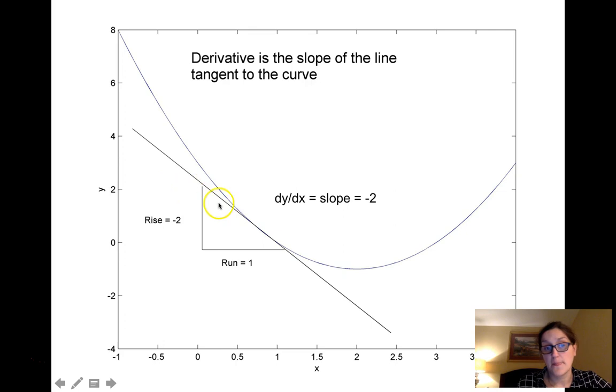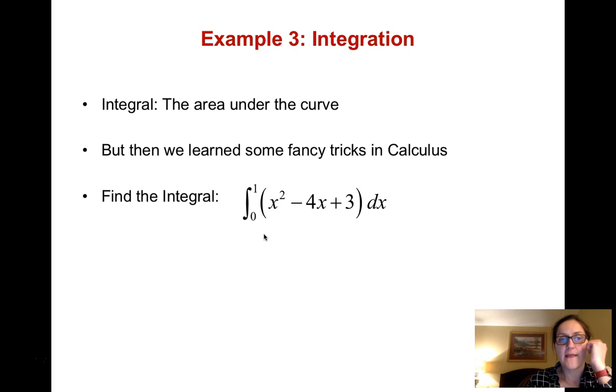If I don't have a way to just draw it and find this rise and run, I could also simply take 2 points around it and draw a line that approximates it, and I will always find the slope. Then I can get those points closer and closer and closer, and I will zero in on the derivative. Okay, cool. Now let's look at the third example, and that's going to be our last example.